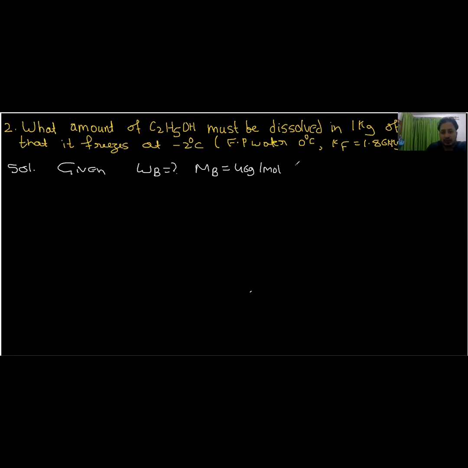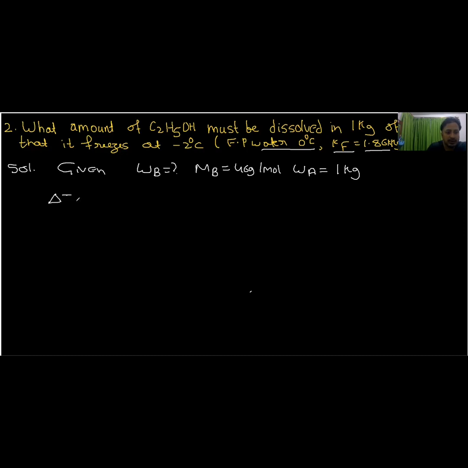1 kg of water means the given mass of the solvent is again 1 kg. So no need to have 1000 in the formula. The rest of the things, like the freezing point of the water and the Kf value, that is 1.86, are also given to you. So let's start the question.